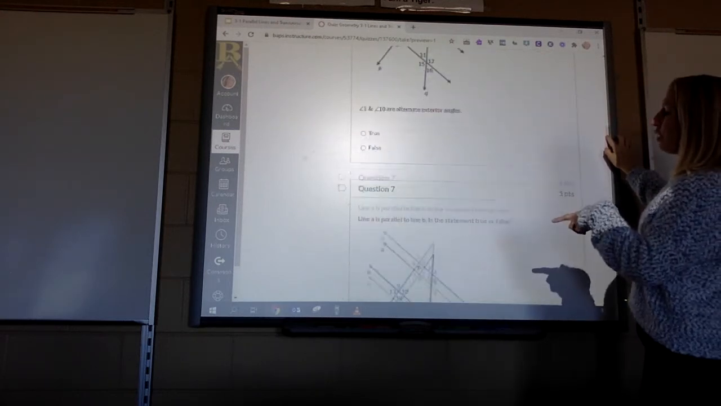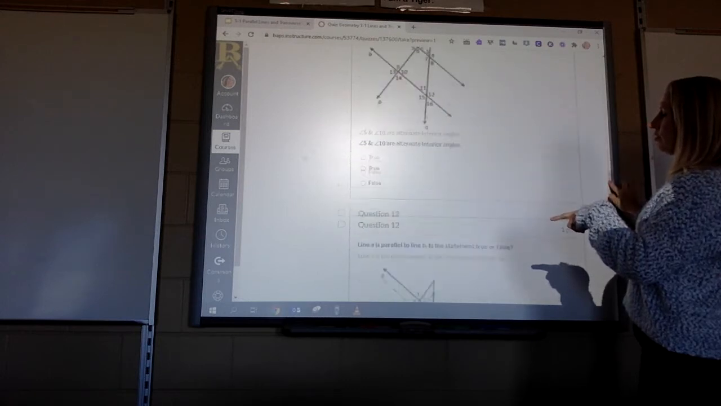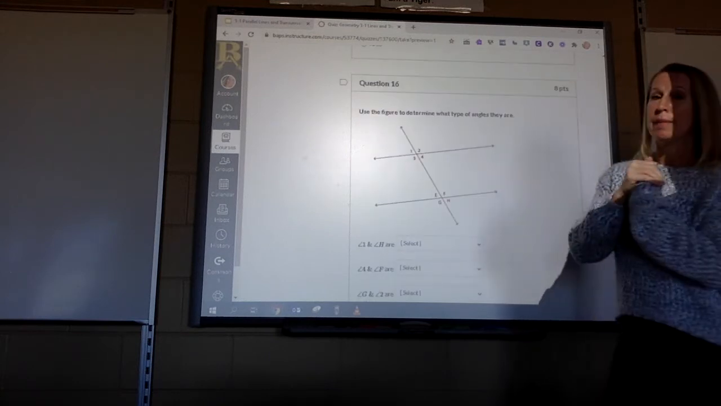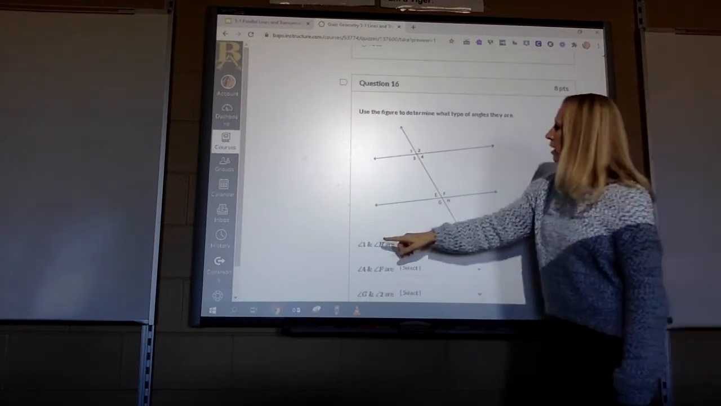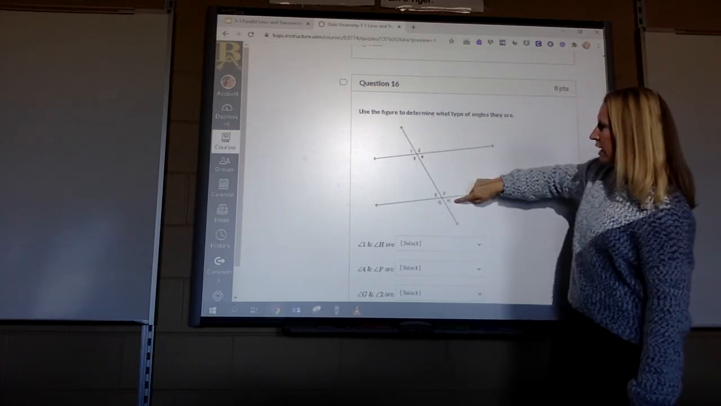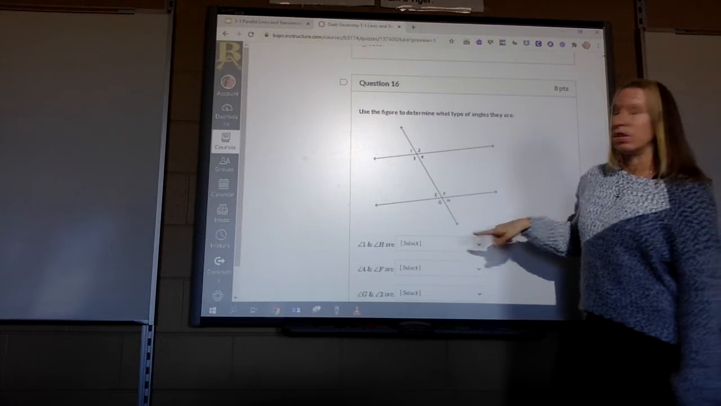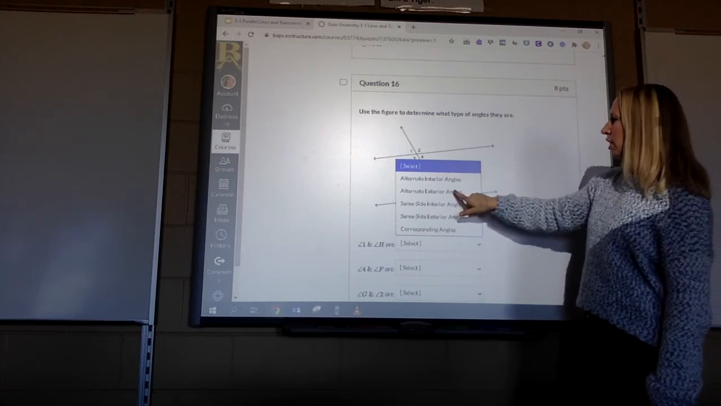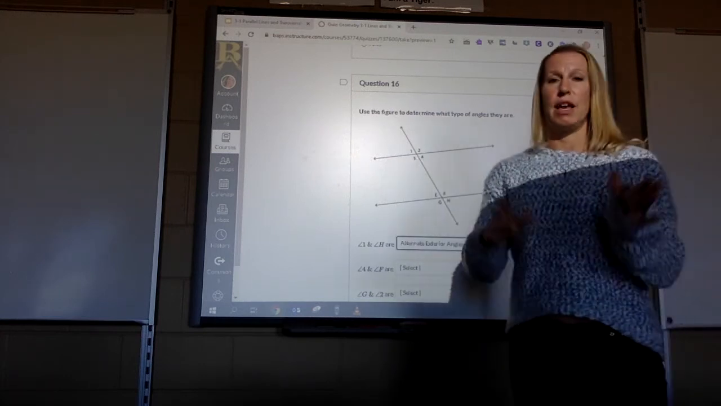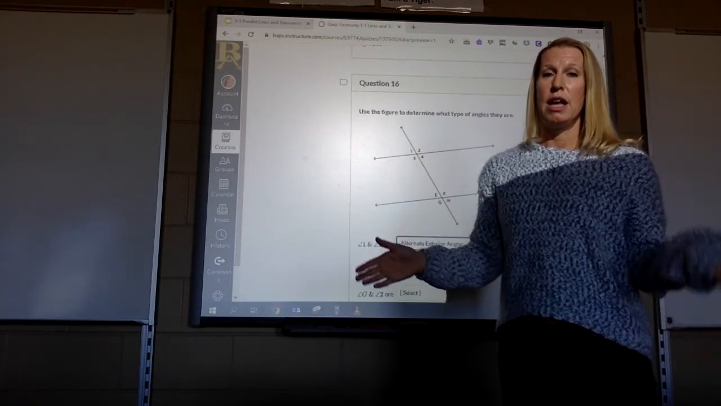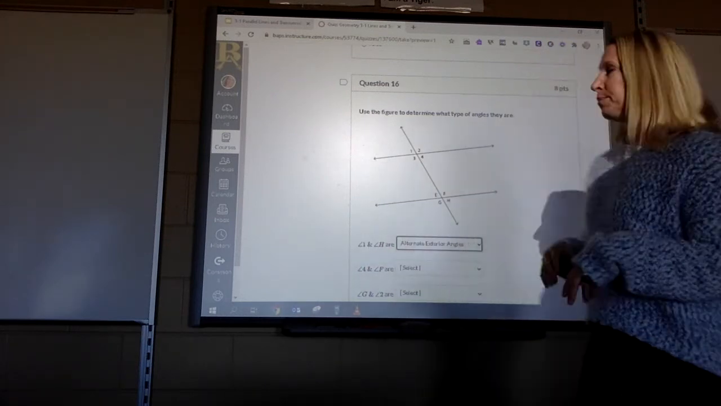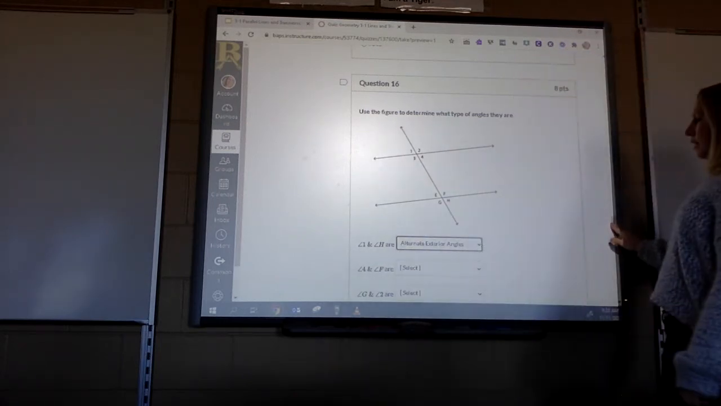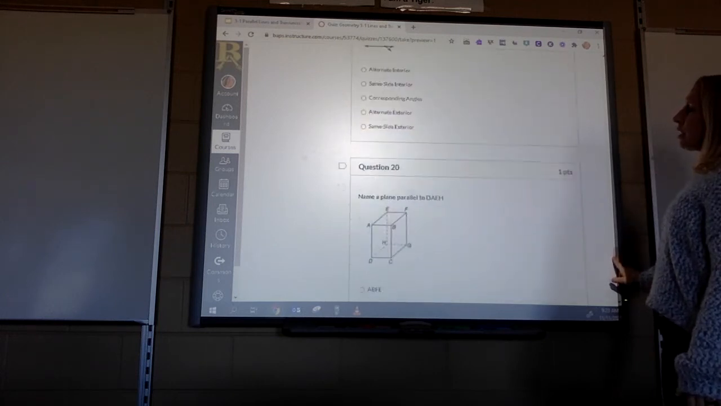You're going to have some true and false. Then you're going to say what type of angles you have, like 1 and H. So here's 1 and here's H. Notice they're both on the exterior and they alternate over the transversal. So that would be alternate exterior. So you have to decide if the angles are on the interior or exterior, and then if they alternate or if they're on the same side. If you have 1 interior, 1 exterior, it's corresponding angles.